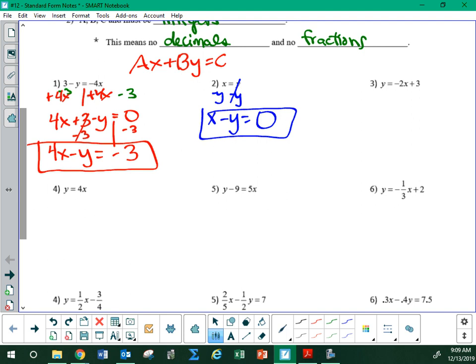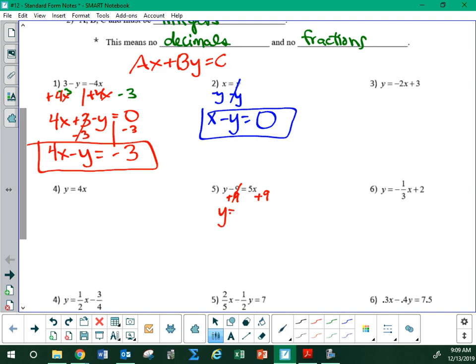So I need my 9 to be on the other side and my 5x to be on the left side. Again, if you're able to do both at once, you are welcome to do so. I'm going to do it just one at a time. I'm going to go ahead and add my 9 over. Doesn't matter what way you do it. You could have subtracted your x first.